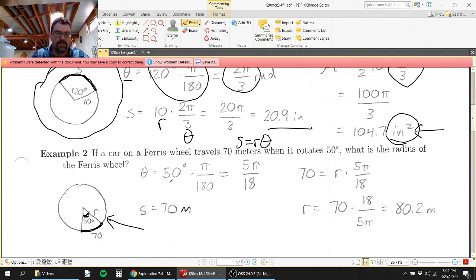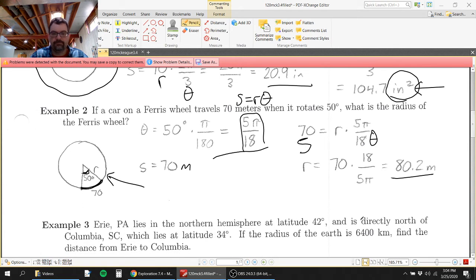Theta is 50 degrees, which, if we're going to use s equals r theta, needs to be put into radians. So here it is in radians. And we can just plug them in. So here's s, and there's the r we don't know, and here's our theta in radians. So do a little solving, and out comes your answer. And it would be in meters, as that's the length unit that we have going on here.